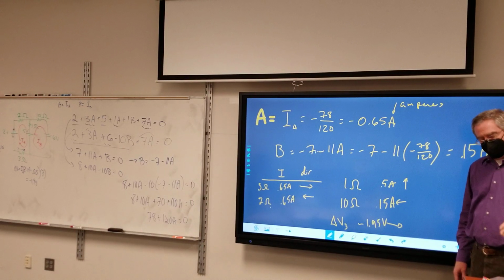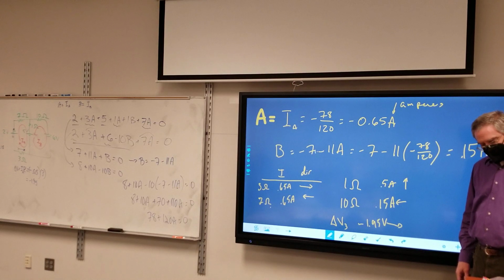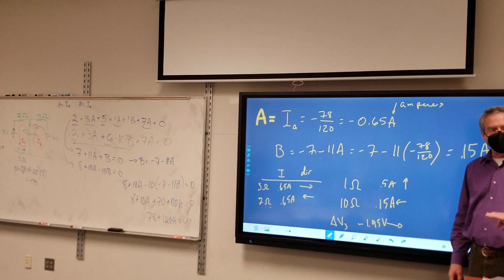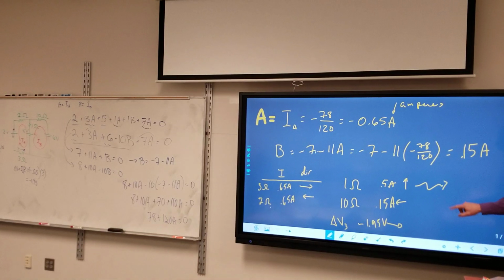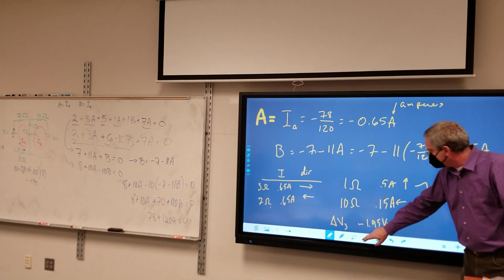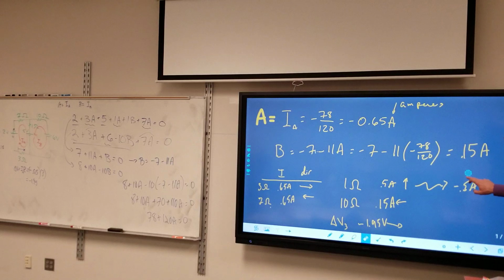And with all of these, I could have the arrow in the opposite direction for every single one of them if I just change the sign. So, for example, this one right here, I could have also done negative 0.5 amperes down. Those are the same answer. And that's supposed to be negative there. So eraser.